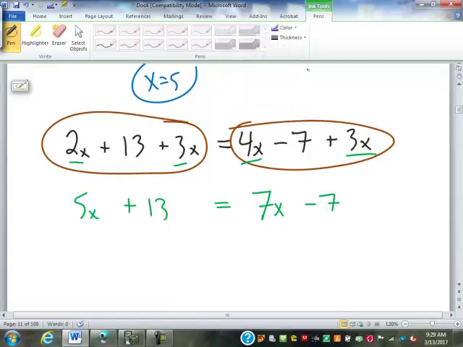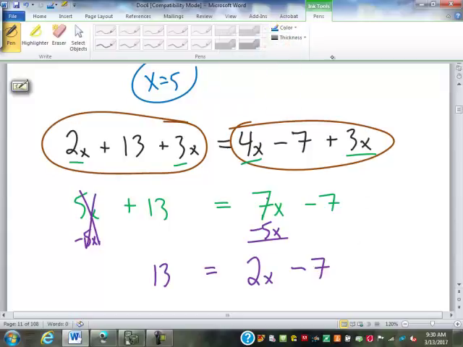So there's nothing more I can combine on either side. So now I look at it, and I have a variable on each side here. So what do I have to do? Get rid of the smaller one, which is going to be 5x. It's a positive 5x, so I'm going to subtract it. So it'll be gone there. Leaves me with just the 13 on the left there. I have to subtract 5x from the other side as well. I can only take it away from 7x. So 7x minus 5x is 2x, and I still have the negative 7.